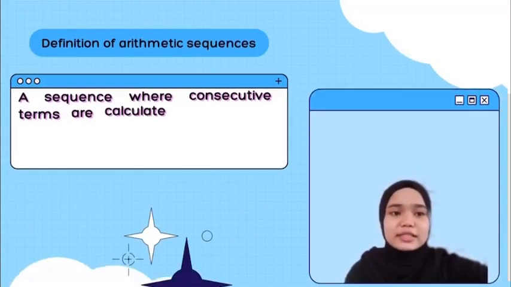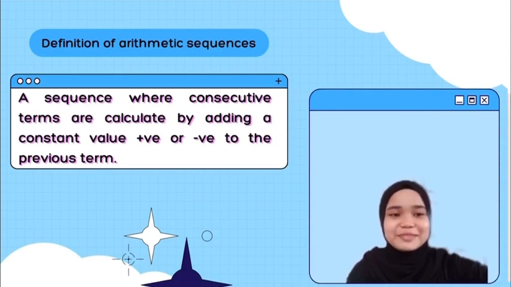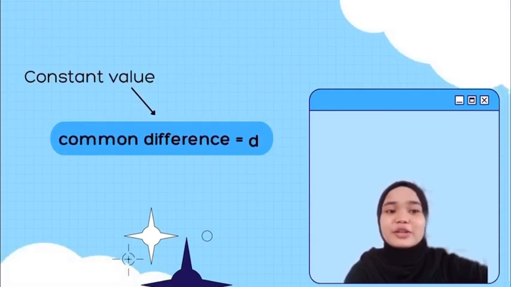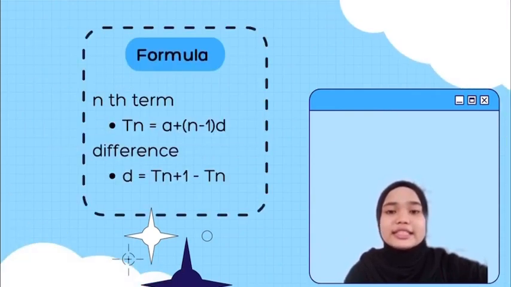An arithmetic sequence is a sequence where consecutive terms are calculated by adding a constant value, positive or negative, to the previous term. We call this constant value the common difference, d. Therefore, the general formula for the nth term of an arithmetic sequence is Tn equals a plus (n minus 1)d. To find d, we use d equals Tn plus 1 minus Tn.